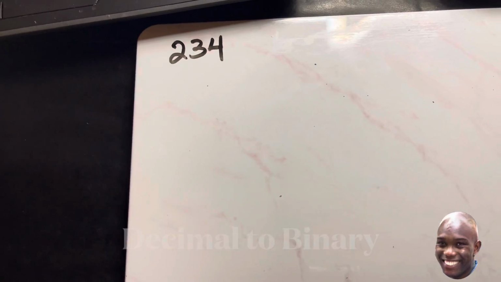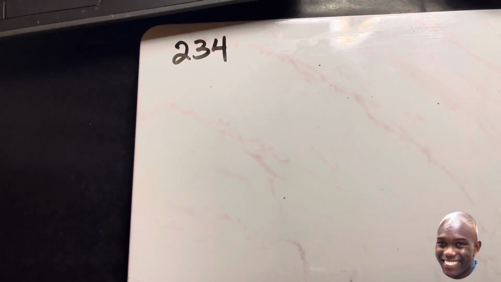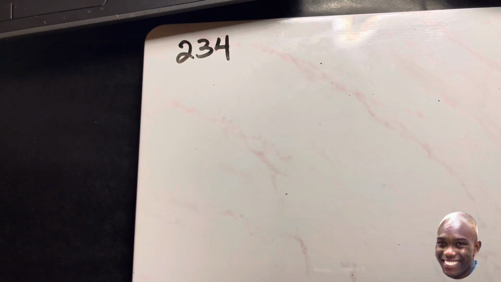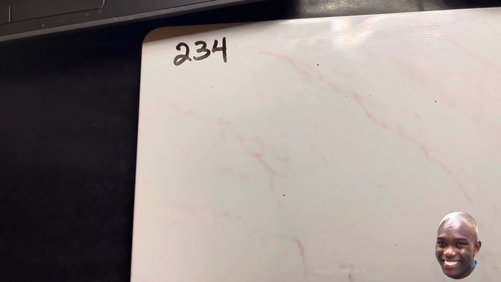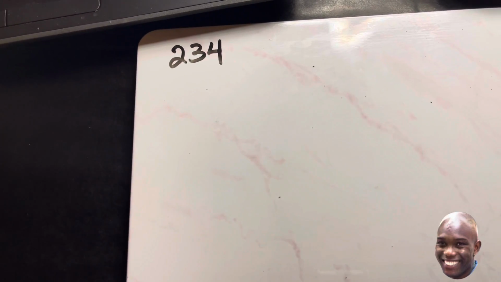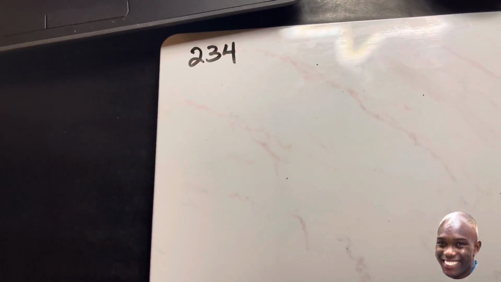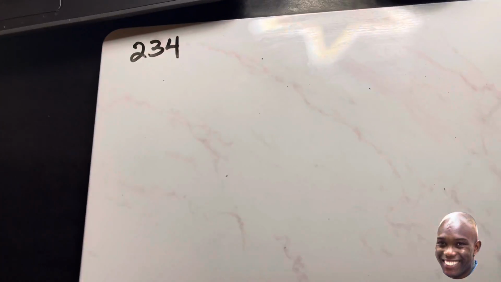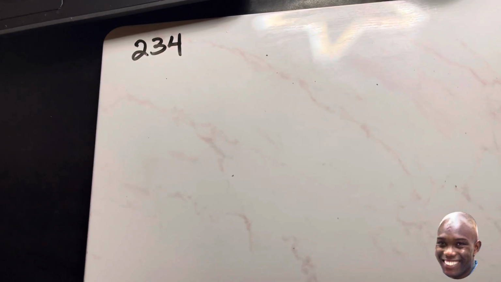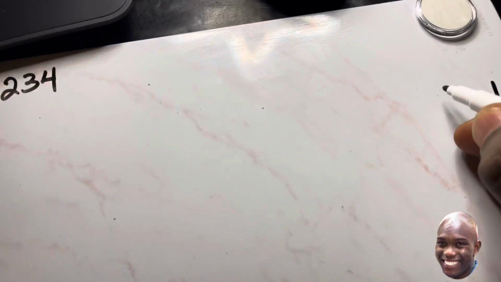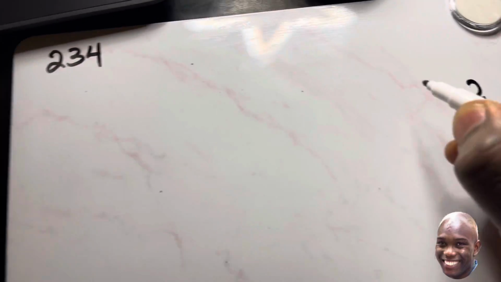Now before we talk about the whole binary conversion to decimal, we're going to have this number, which is 234, and how do we go about converting this into binary? We begin by first putting on our place values. I'm going to go 1, 2, 4, 8, 16, 32, 64, and 128.